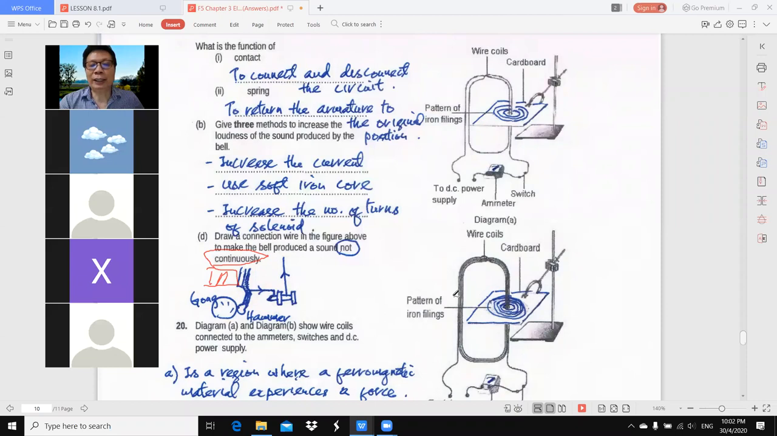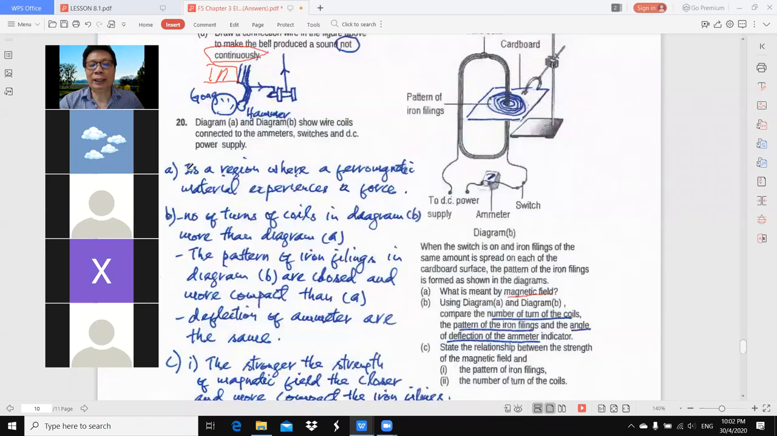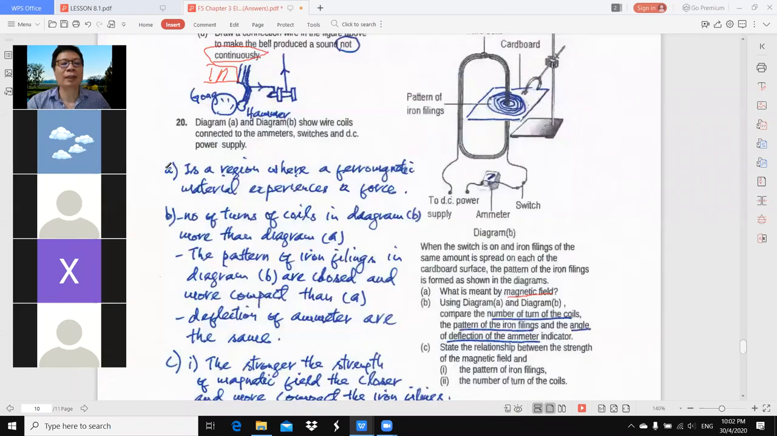First question, what is meant by magnetic field? You learned this in lesson one. I'll show the answer. A magnetic field is a region where a ferromagnetic material experiences a force. Ferromagnetic material means material that can be attracted by a magnet, and it will experience a force of attraction. It's a region where ferromagnetic material experiences a force. Okay, now question B.